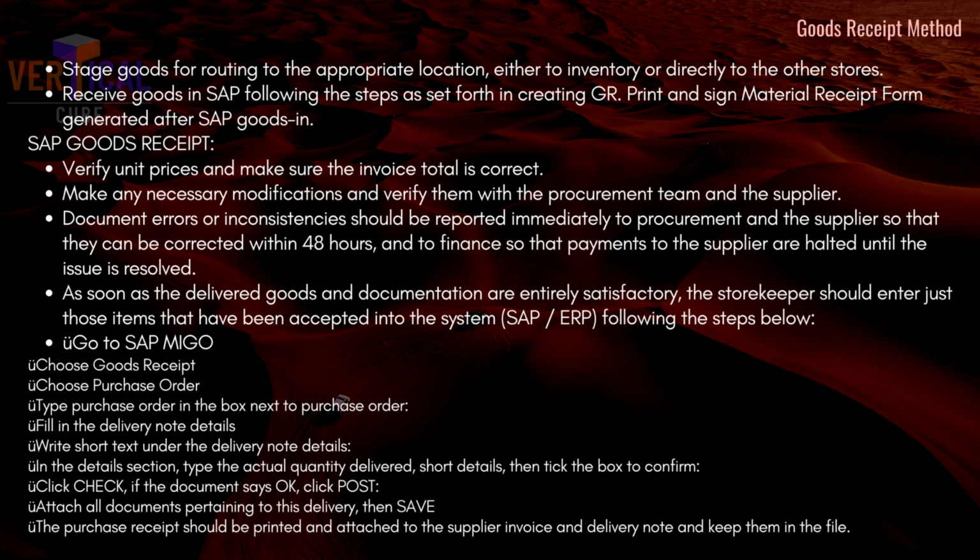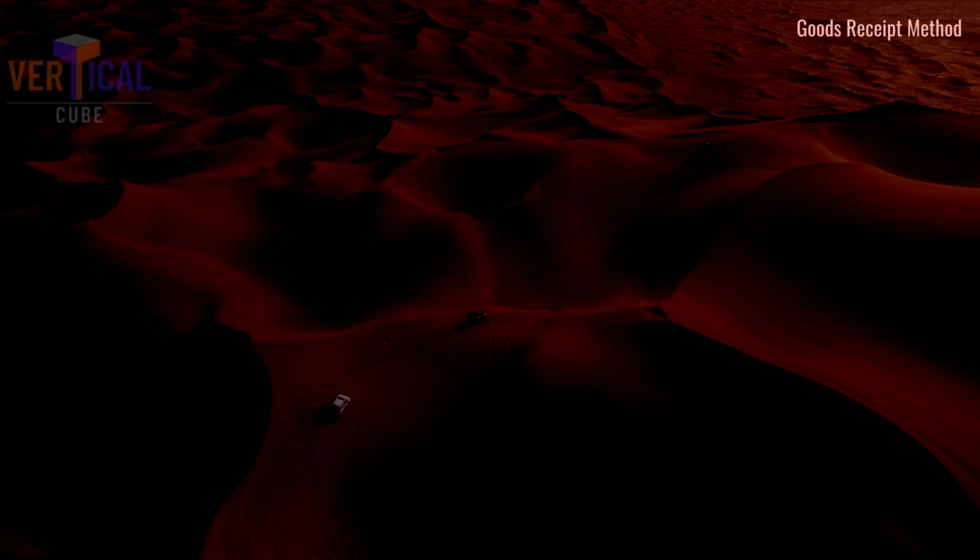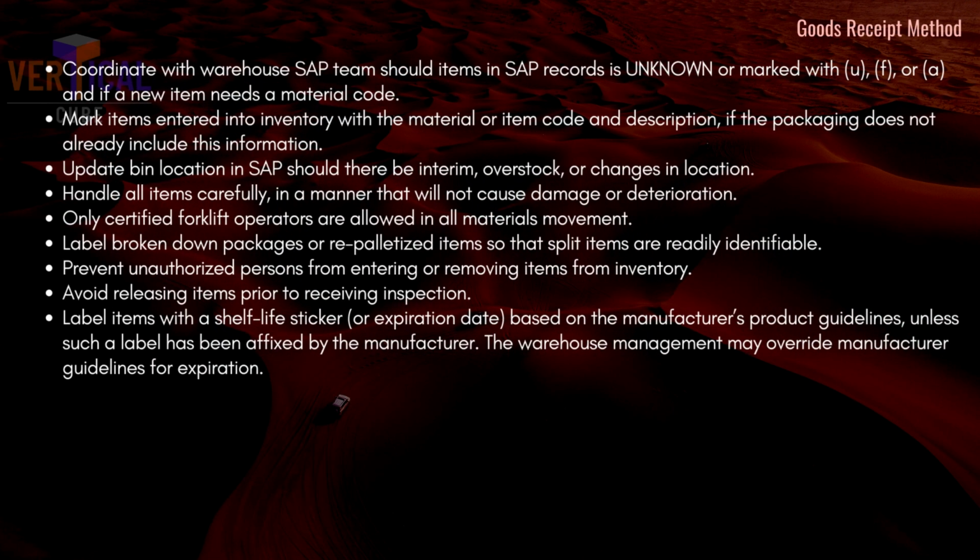1.13.5 The purchase receipt should be printed and attached to the supplier invoice and delivery note, and kept in the file. 1.14 Coordinate with Warehouse SAP Team should an item in SAP records be unknown or marked with U, F, or A, and if a new item needs a material code. 1.15 Mark items entered into inventory with the material or item code and description, if the packaging does not already include this information.